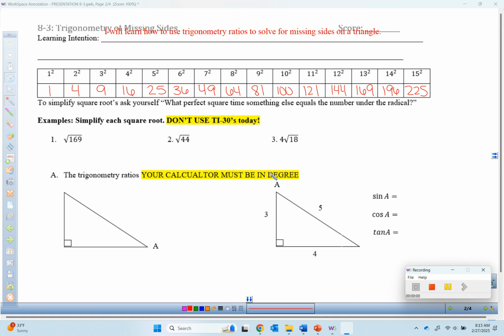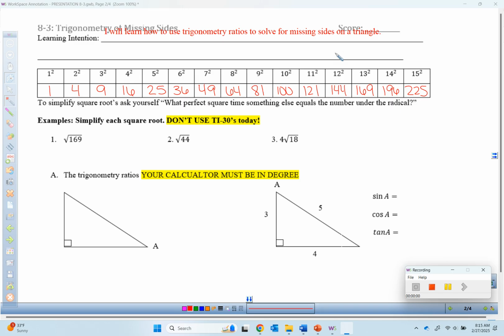Okay, so 8-3, trigonometry of missing sides. And today's learning intention is I will learn how to use trigonometry ratios to solve for missing sides of a triangle. And I wrote on a triangle, okay? Missing sides on a triangle.